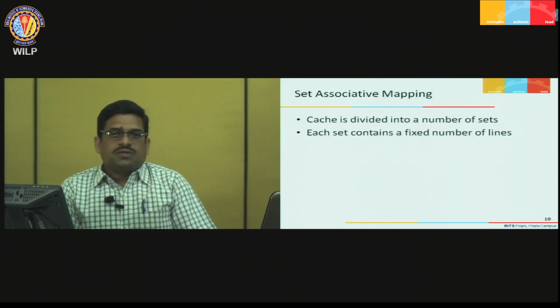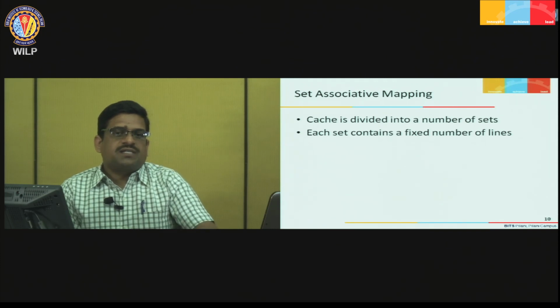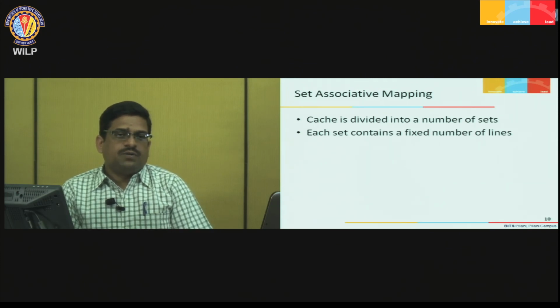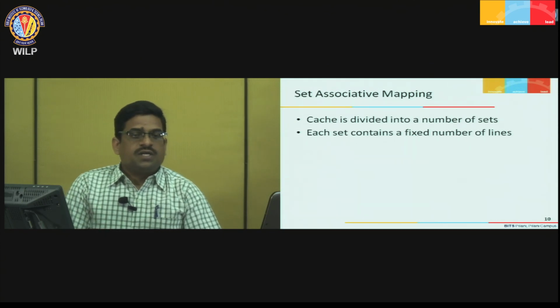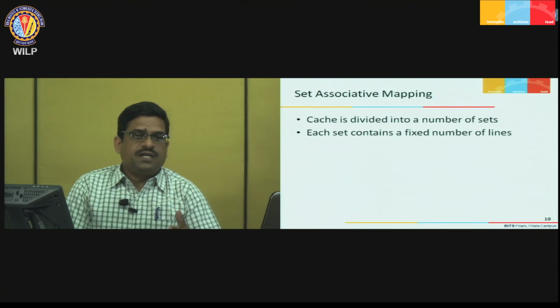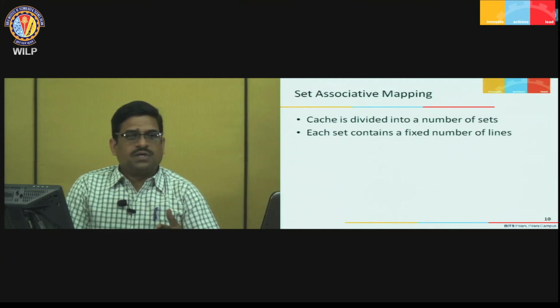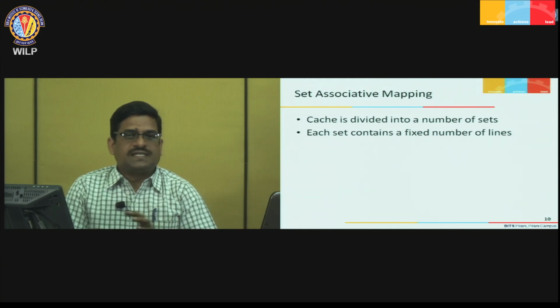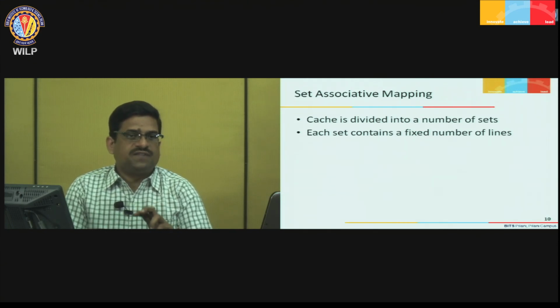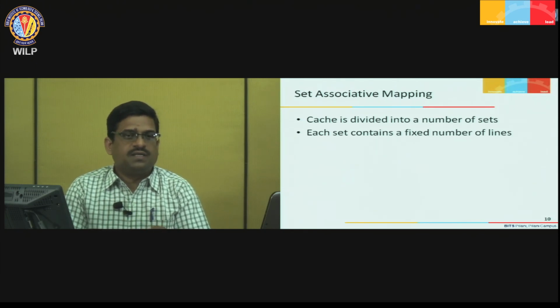In set associative mapping, the cache lines are divided into some number of sets. Let us say I have 16 cache lines. I divide them into 4 groups, each group containing 4 lines. So, I have 4 sets, and within the set I give the flexibility that whatever blocks map to the set can go to any line within the set.